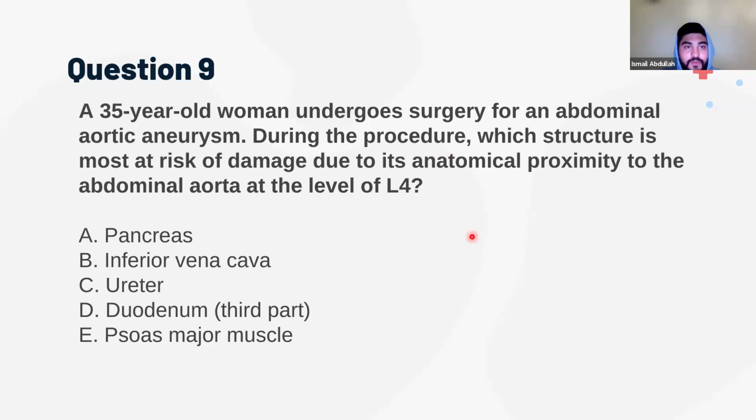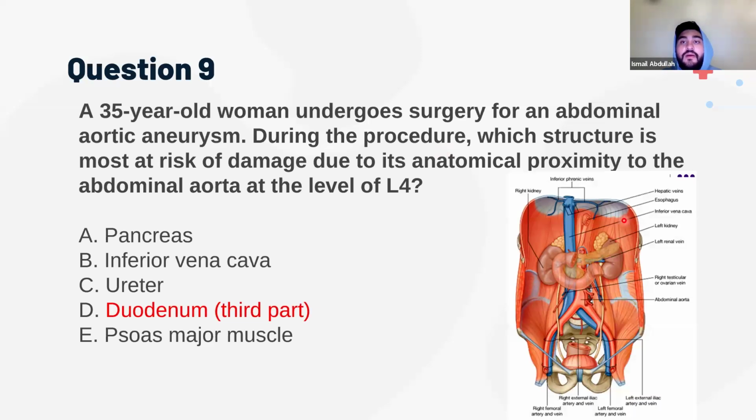Yes, it's going to be D. Now, sometimes there could be confusion, like why not pancreas? Because in the slides, it's written that in the anterior relations of the abdominal aorta, you'd have the pancreas, splenic vein, the mesentery, and the third part of the duodenum. But if you look carefully, it's the duodenum that crosses over the abdominal aorta, so it's going to be the one with the highest risk of getting injured. Okay.